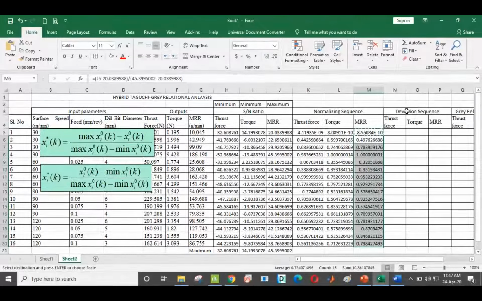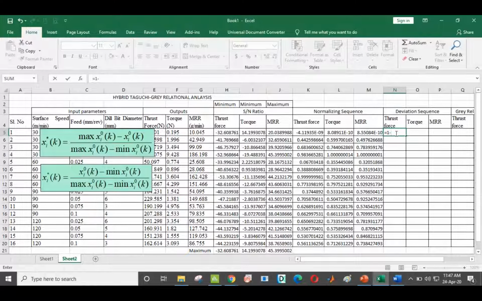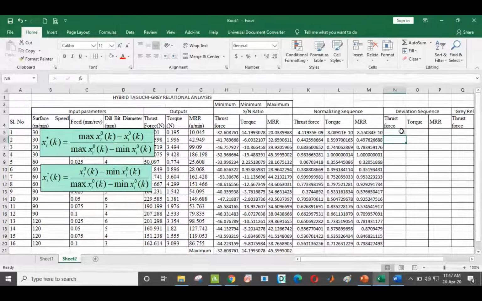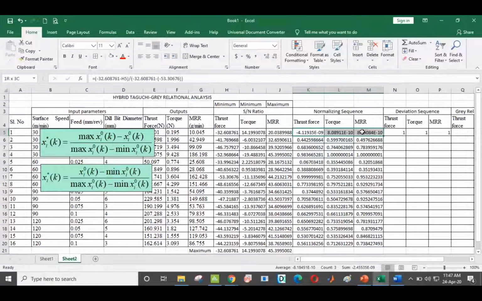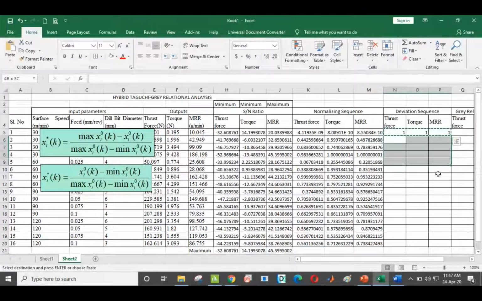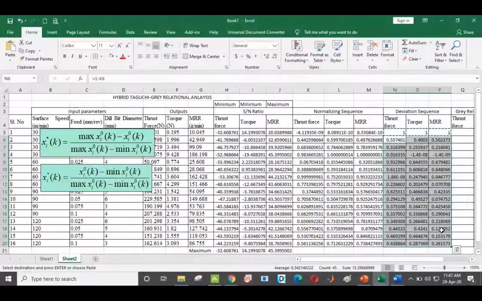Now we are going with the deviation sequence, which is equal to 1 minus, that is, the ideal value is 1. So how much these values deviate from this, that we are going to provide. For torque, it is 1 minus the normalization sequence of torque. Obviously these three readings are 0. So just copy this and paste. So this is the calculation for deviation sequence.